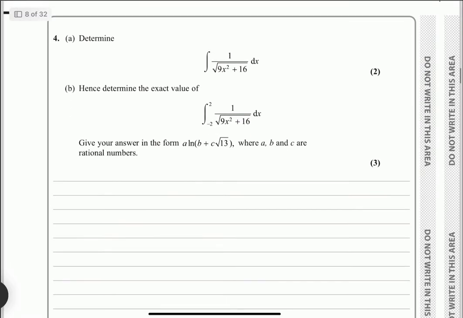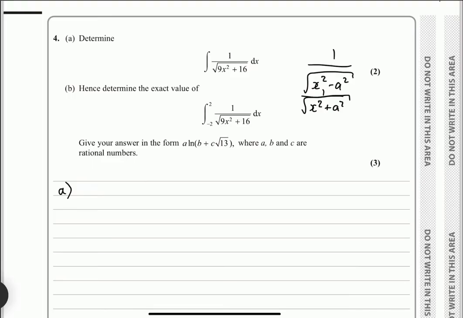Question 4. Determine the integral of this thing. Now again, if you go back to your formula booklet, there's a bunch of integrals there that are kind of in this form. We've got x squared minus a squared and a root. We've got x squared plus a squared and a root all over 1. And there's a bunch of them there.